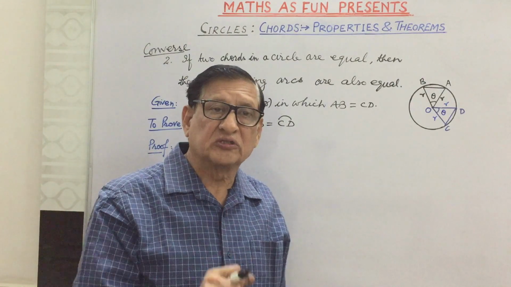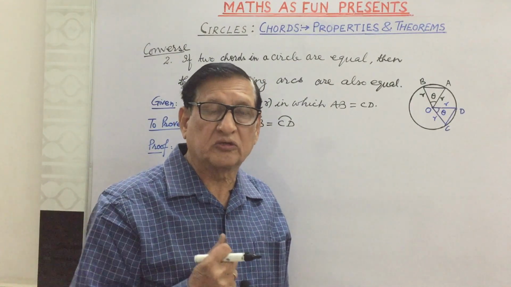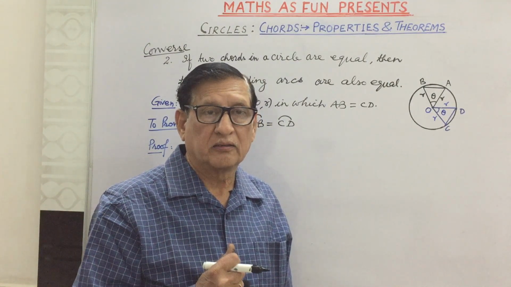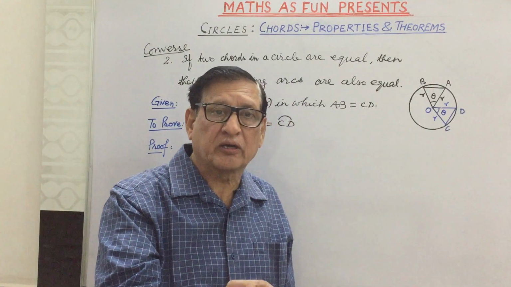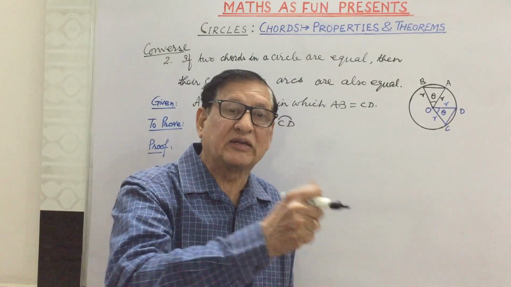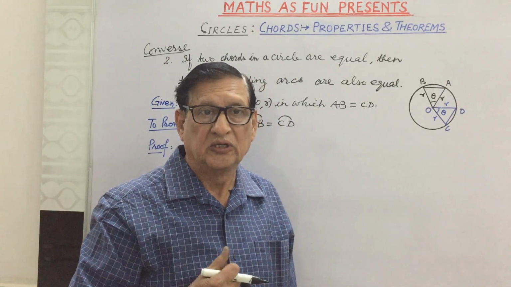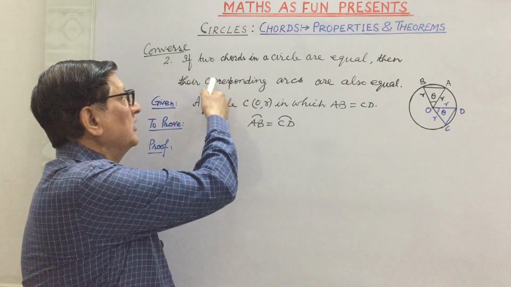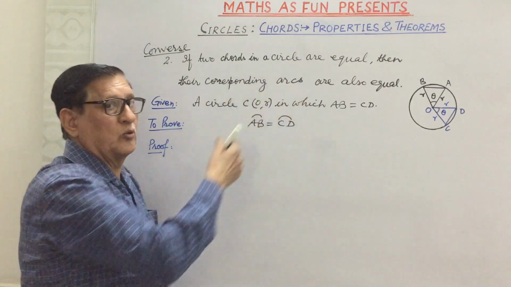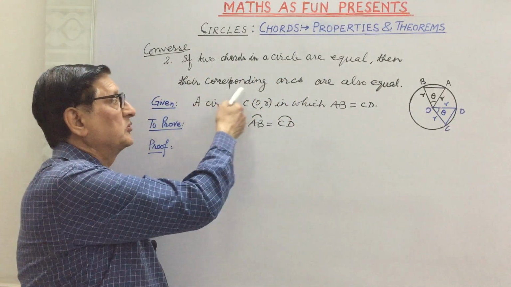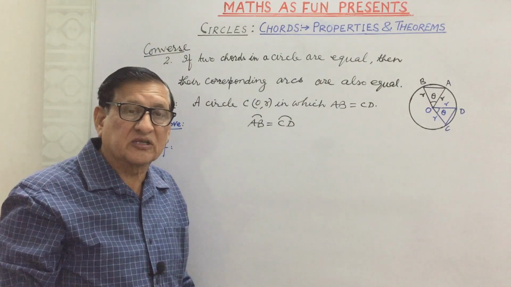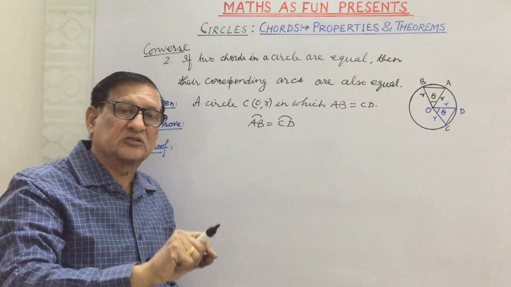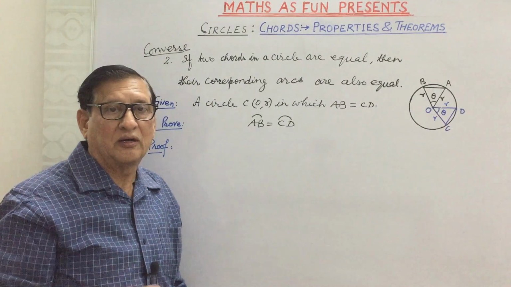If we go to the converse of the statement what we had just now in first. Converse means what? What was given in that we will be proving here, and what was to be proved that will be given here. So the converse says if two chords in a circle are equal, then their corresponding arcs are also equal. Or we can say equal chords in a circle cut equal arcs.